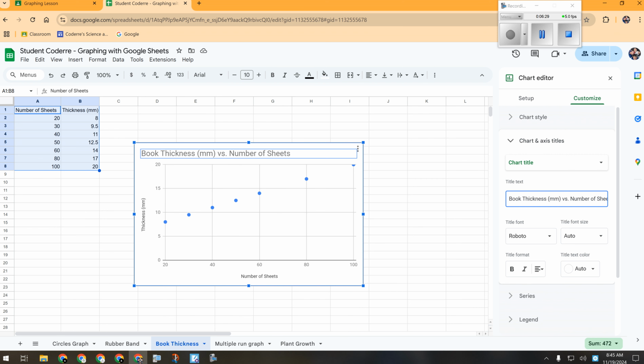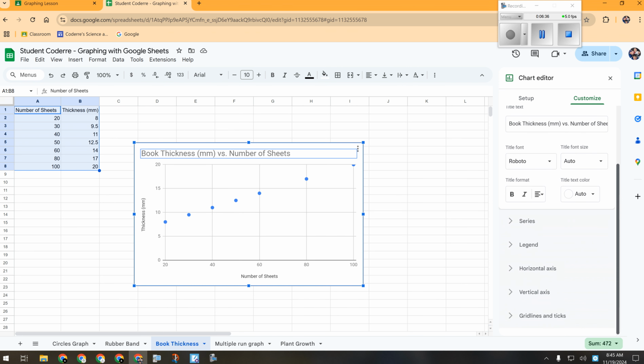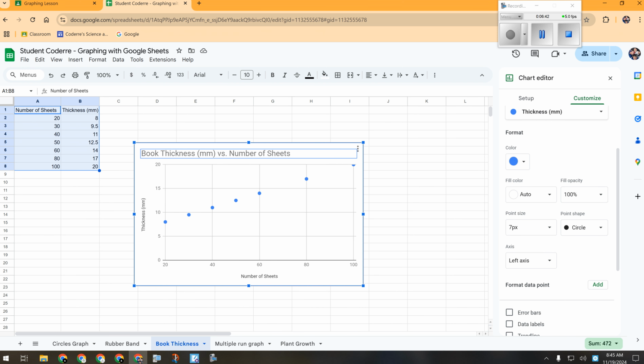So the next thing we want to put on here is a trend line. We're going to scroll down a little ways in the customize menu to where it says series. Click on series and you'll see a bunch of options. You can play around with these if you want. I often make my points a little bit smaller when I'm making a graph. These are pretty big, but you can leave them the way they are for now. Then I'm going to scroll down just a little bit further.